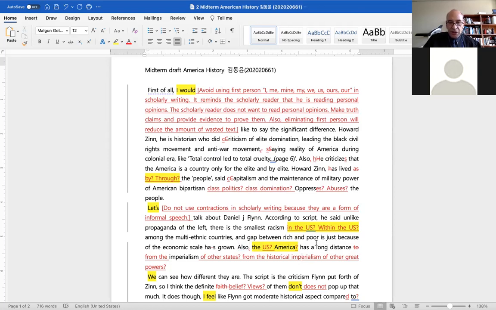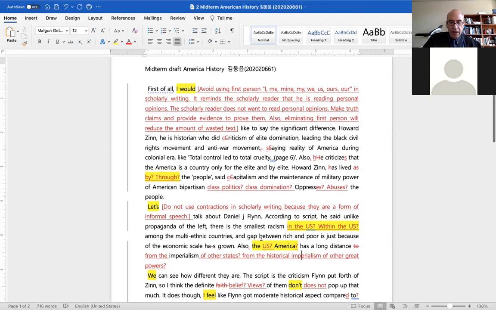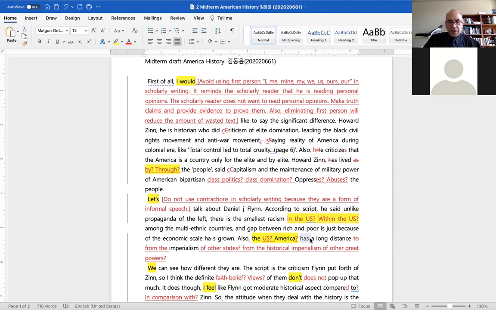Also, the US, America has a long distance from. I would say not has, but is a long distance, or is or stands. Again, I'll let you choose which one of those you want to use. Is or stands a long distance from the imperialism of other states, from the historical imperialism of other great powers. So again, which one of those do you prefer? From the imperialism of other states or from the historical imperialism of other great powers? Which one do you like?